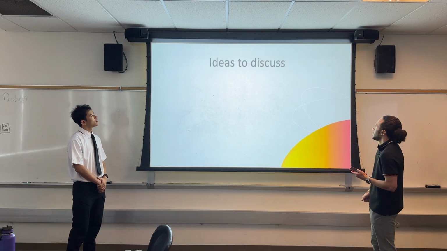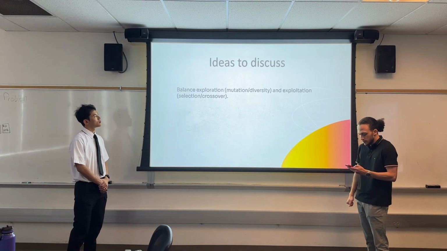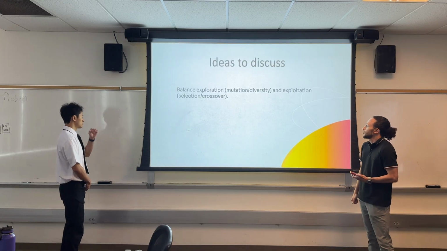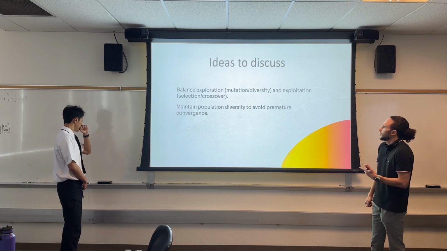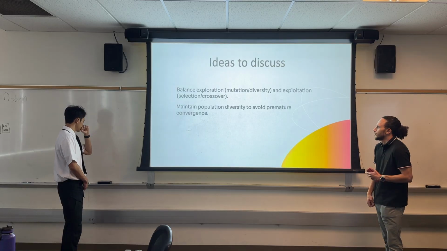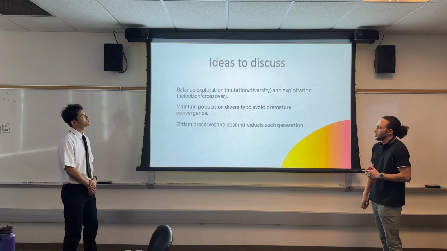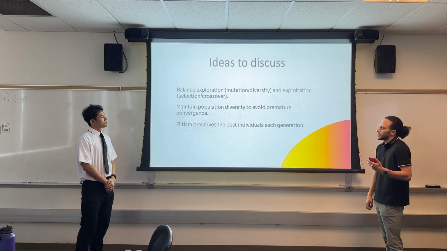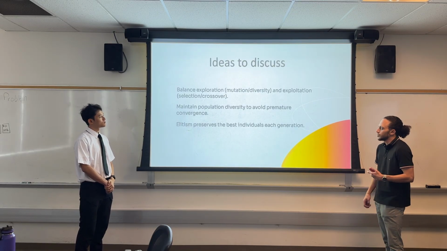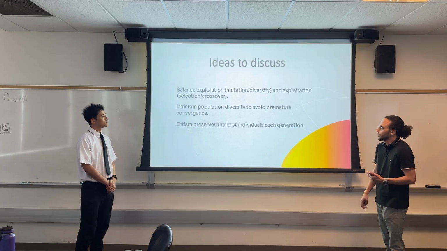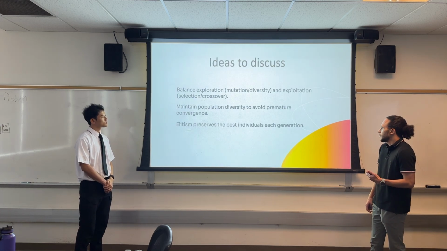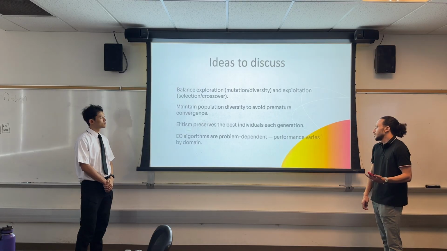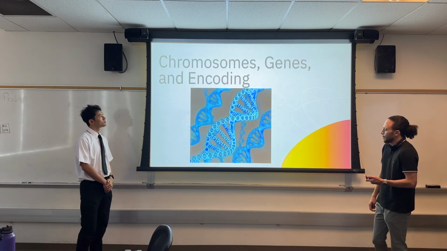Some ideas to discuss are the balance. You want to balance exploration and exploitation. You want to maintain population diversity to avoid premature convergence. Also, this elitism idea that we'll explore more later: you want to sometimes preserve the best individuals of each generation, so you keep those for better results. And finally, EC algorithms are problem dependent, so the performance sometimes varies by domain.